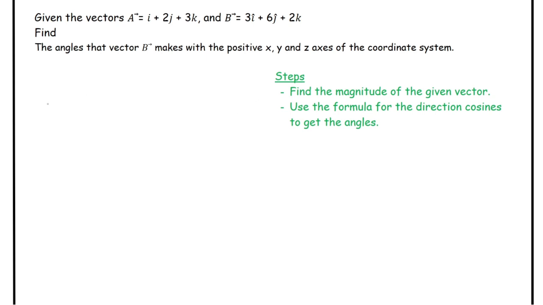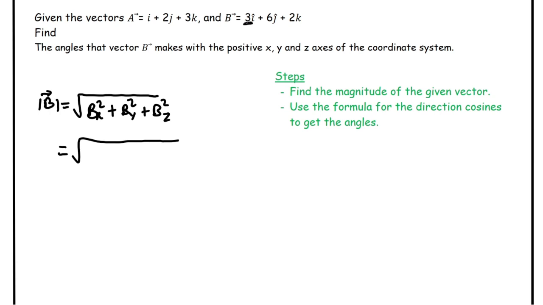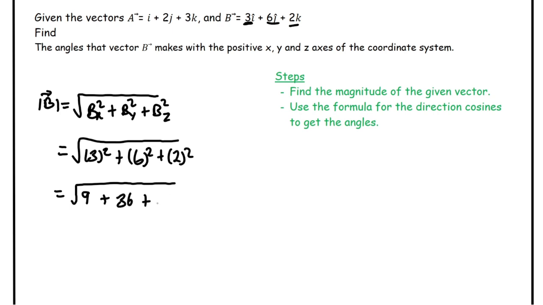Okay, so the first step is to find the magnitude of the vector b. The magnitude is going to be gotten by the square root of bx squared plus by squared plus bz squared. What's the value of bx? Bx is 3. So that's 3 squared plus by is 6, so that's 6 squared plus bz is 2, so that's 2 squared. This is equal to 9 plus 6 squared is 36, 2 squared is 4. We add everything up together, making the magnitude of b equal to 7.